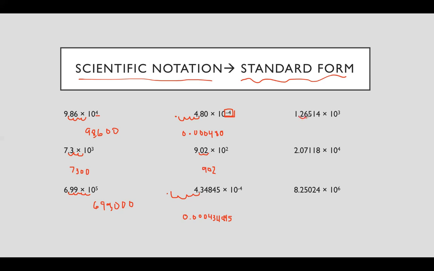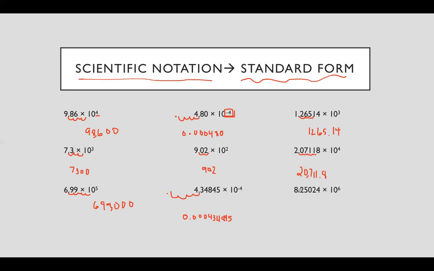1.26514, you want to move that over 3 times. So it becomes 1,265.14. We're moving the decimal over 4 times. 1, 2, 3, 4. So we get 20,711.8.